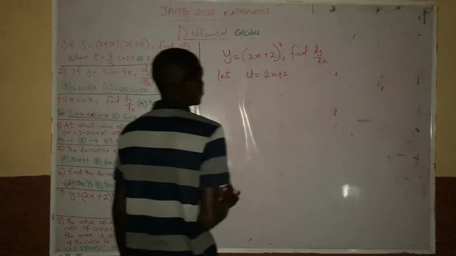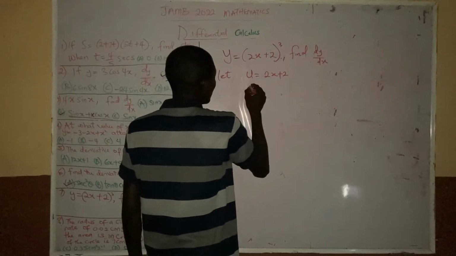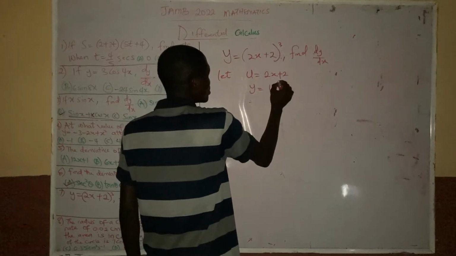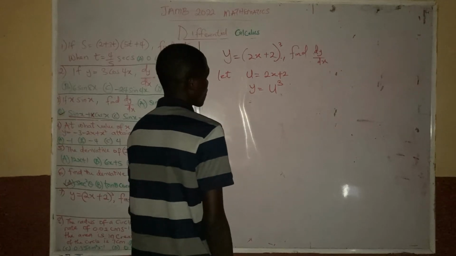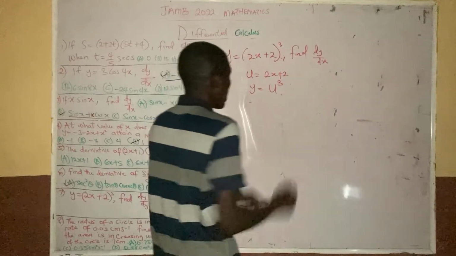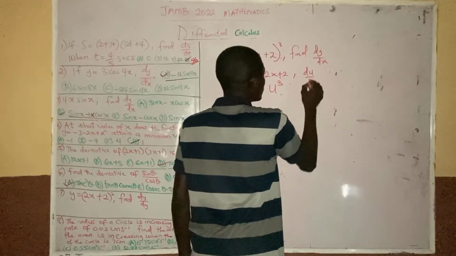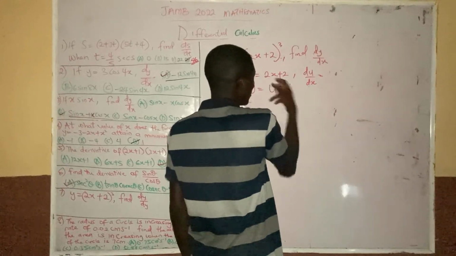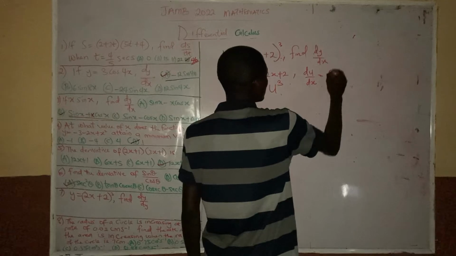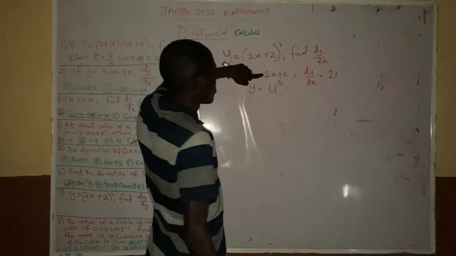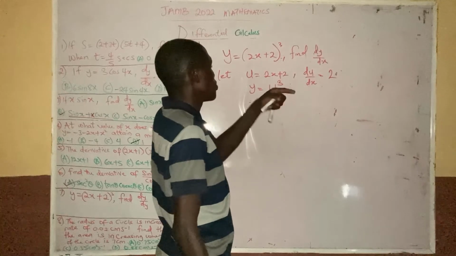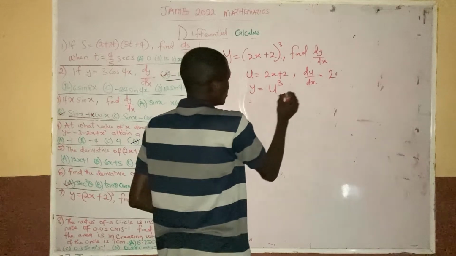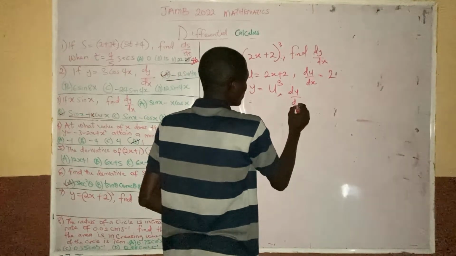So the question becomes: we have y equal to u, and the bracket here is u, so it now has a power of 3. So we differentiate u, and differentiate y. So u with respect to x. What do we have here now? When you differentiate 2x with respect to x, definitely you have 2. The answer here is 2, because 1 times 2 will give you 2, and x becomes 1, and the 2 becomes 0. So we have 2.